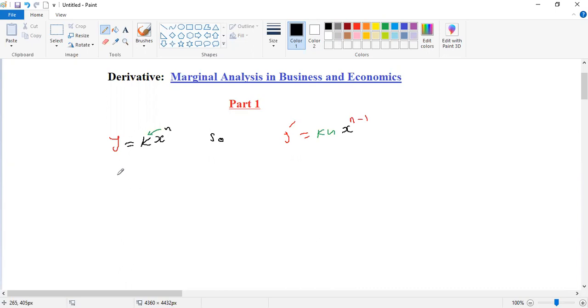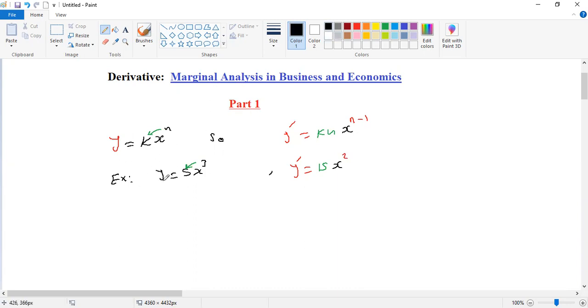Again, just to remind you, for example, if we have y equal to 5x cubed, then y prime, dy/dx, is 5 times 3, which is 15, x to the power n minus 1. Here n is 3, so the power minus 1 is 2. That is the derivative.